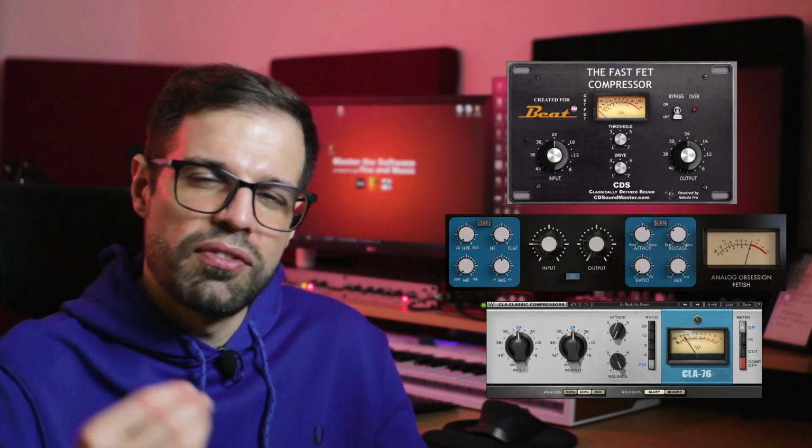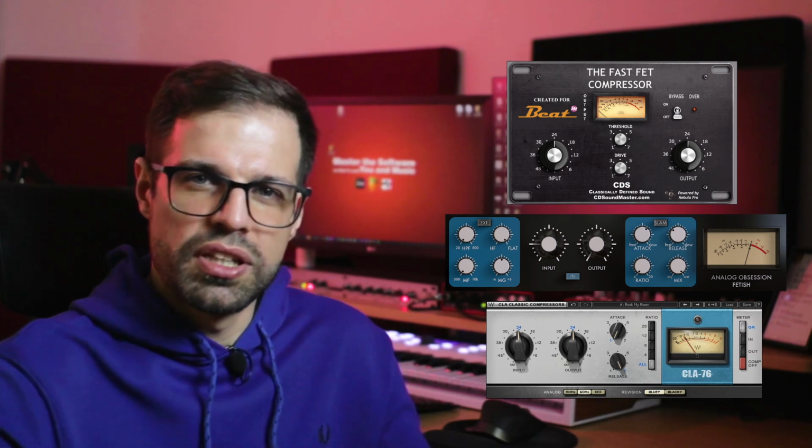The FET compressor is a compressor that uses field effect transistors to control the gain reduction. These compressors have very fast attack and release times, and they have non-linear compression, which adds character via harmonic distortion. These compressors work best with individual instruments like vocals, guitars, kicks, etc.